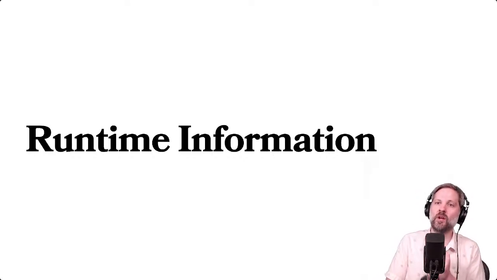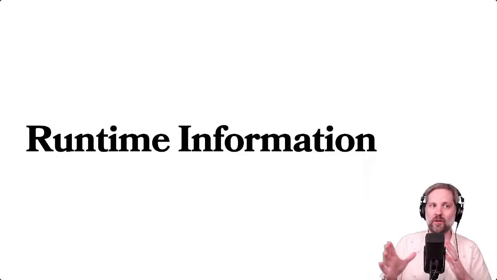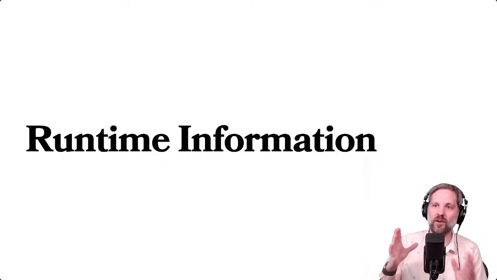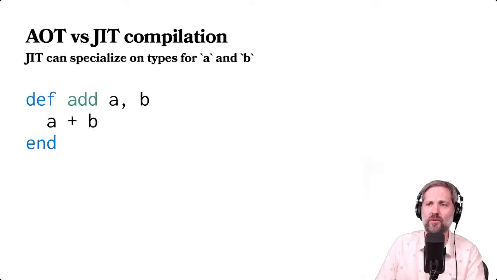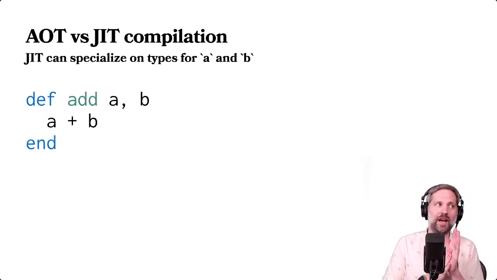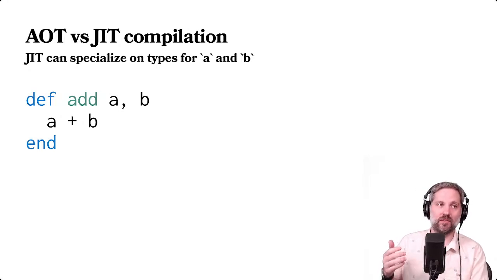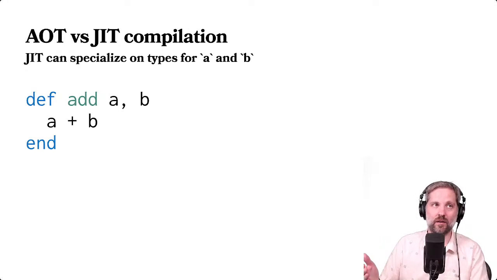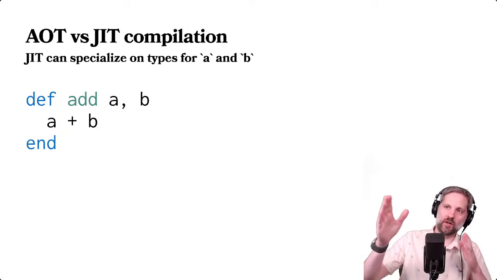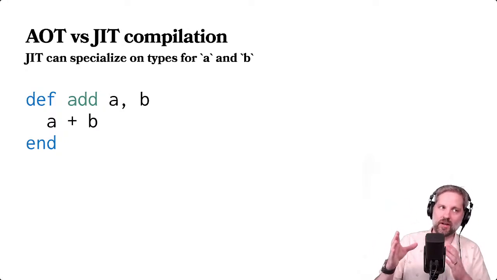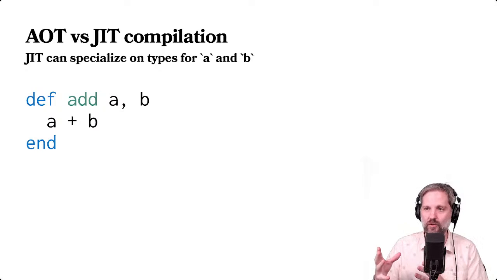Like I said, we get runtime information. The JIT compiler can wait around and say, hey, I'm going to let you execute, and then it can start to peek at the runtime values. An example of this might be, let's say we have this add code here. Theoretically, we could take this Ruby code and compile it ahead of time. We could run an ahead of time compiler on this and convert it into a binary.